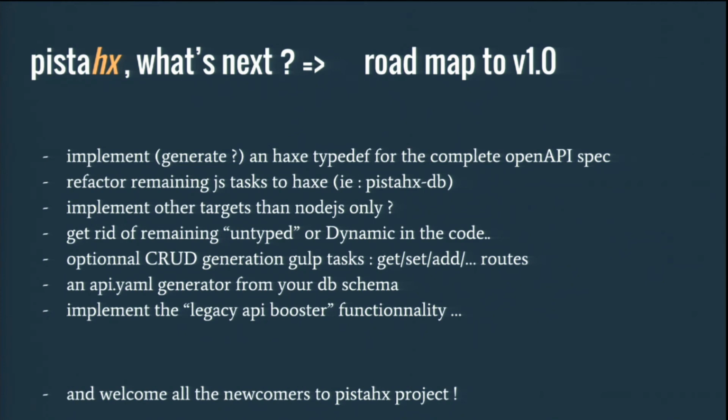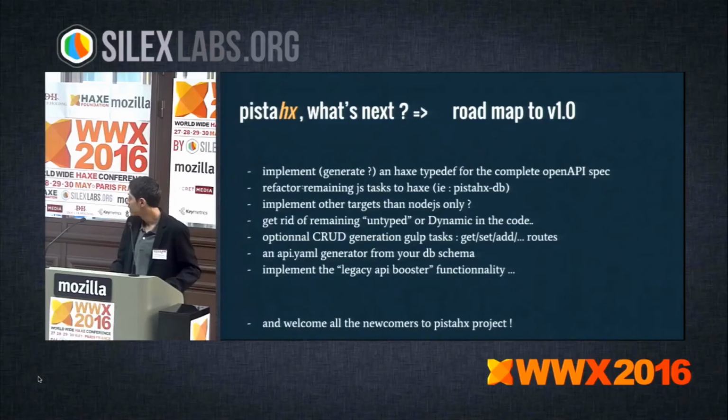Also, I still have to refactor some modules. So they will be Haxe modules. For now, some of them are just JS modules. Another idea would be to implement other targets for the project, for example, I don't know, Lua or anything else. As I told you, I would like to get rid of all the remaining untyped and dynamic in the code. I'm pretty new to the Haxe language and community, so I'm still learning.